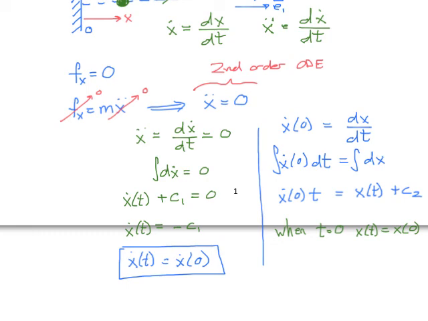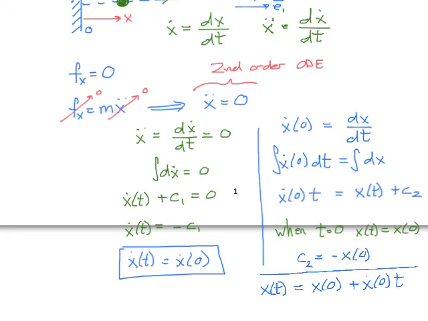And so solving for this, we find that c2 is equal to negative x at 0, and then x as a function of time, so this would be our state at all times, is equal to x naught plus x dot at time 0 multiplied times t. And with this, we've now fully characterized the state of the system in which there is no force applied to a particle of mass m in straight line motion.